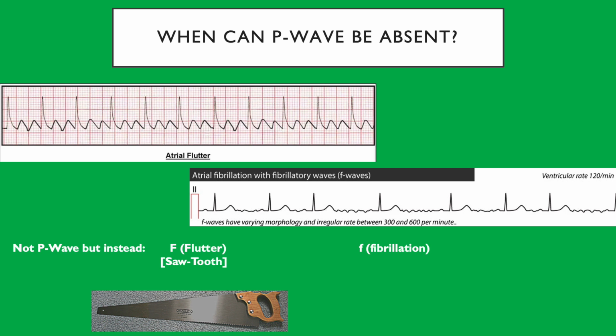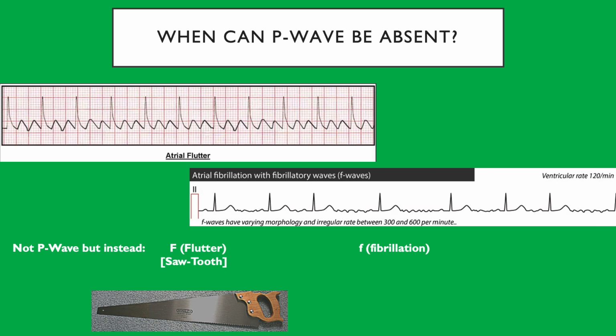But we don't call them P waves. What we call them is capital F, flutter. Why capital F? Because they have a nice shape, so they get the capital one. And the fibrillatory ones that don't have a nice shape, we call them small f. Capital F is the one that is presentable. It's big, and small f is very tiny, like fibrillatory waves.